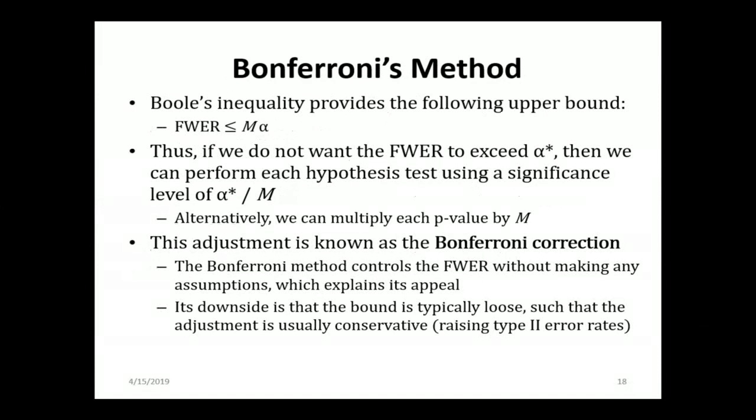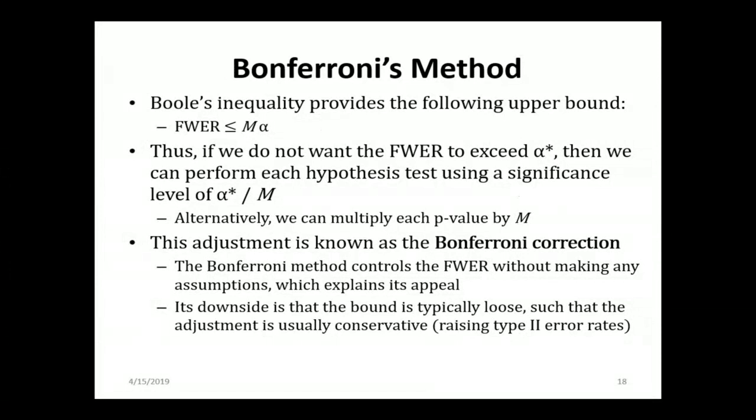So there's this inequality from probability theory, which I won't try to demonstrate, but it turns out that the family-wise error rate is never going to be more than the number of tests you're performing times the significance level of each test. It could be less than that, but it's never going to be more. So if we want to protect our family-wise error rate, so that it doesn't go above alpha star, then a simple trick is to divide alpha star by m and use that as the significance level for each of our tests. Because if we do that, then our family-wise error rate is definitely not going to be higher than alpha star.